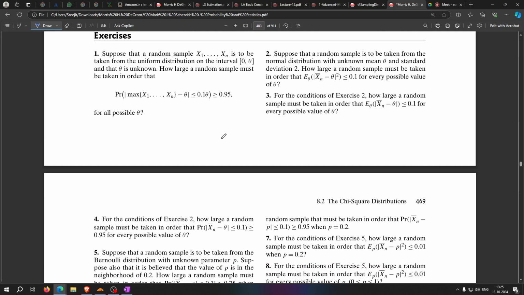Now if we look at the first question: suppose that a random sample x1 to xn is to be taken from the uniform distribution with this thing, theta is unknown. How large must the sample be in order to make this probability less than this? So let yn be this thing so that it will make our lives easier.